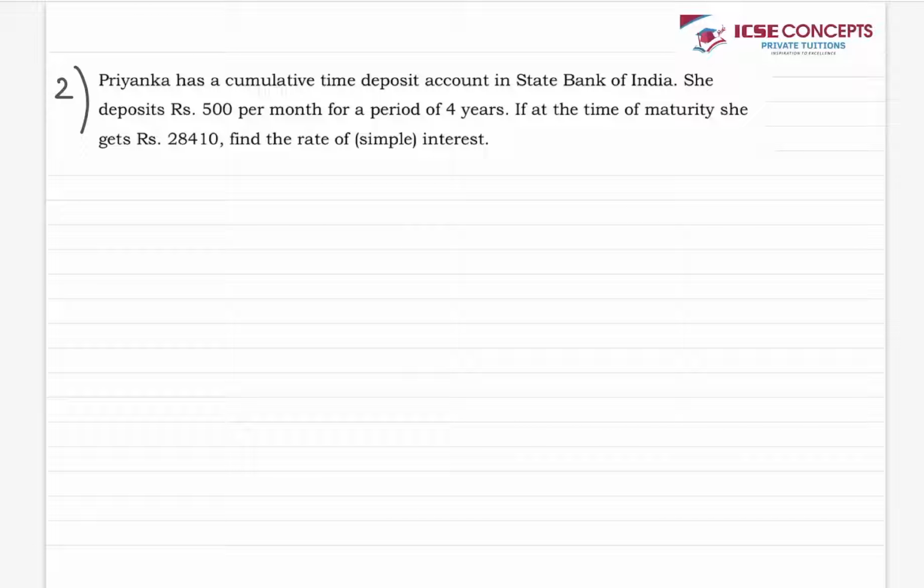Priyanka has a cumulative time deposit account in State Bank of India. She deposits rupees 500 per month for a period of 4 years. If at the time of maturity she gets rupees 28,410, find the rate of interest. So you have to find the rate of interest here. Now she deposits rupees 500 per month for a period of 4 years. So let's start the solution here.